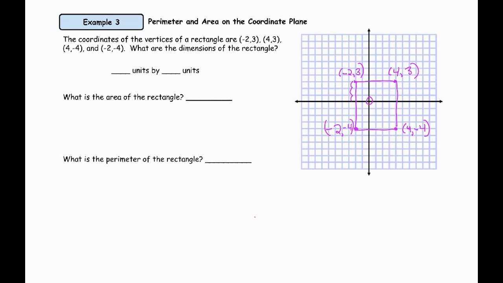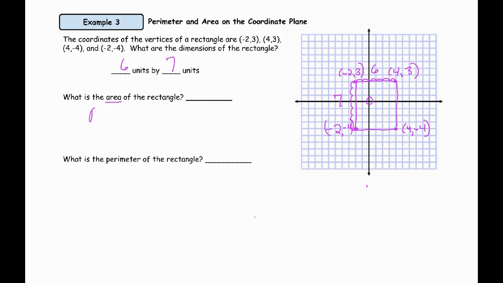1, 2, 3, 4, 5, 6, 7. We have 7 units on this side. And then we can also count 1, 2, 3, 4, 5, 6. We have 6 units here. And so now we're ready to find our area. We have a 6 unit by 7 unit rectangle.